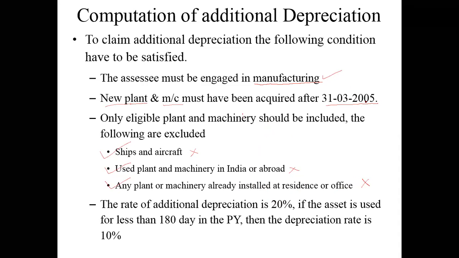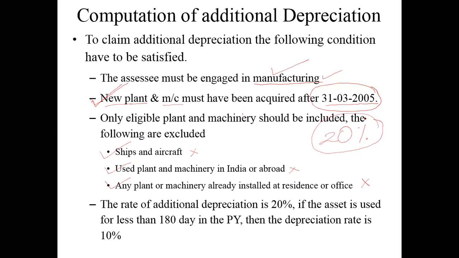The condition is it has to be acquired after 31st March 2005. It should be a new plant. Please understand the word: it should be a new plant. Next, that assessee has to be engaged in the business of manufacture. Only if these three conditions are satisfied, the assessee is eligible to claim 20% extra depreciation.